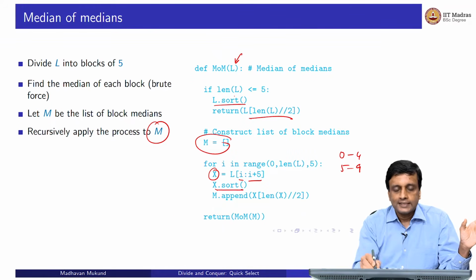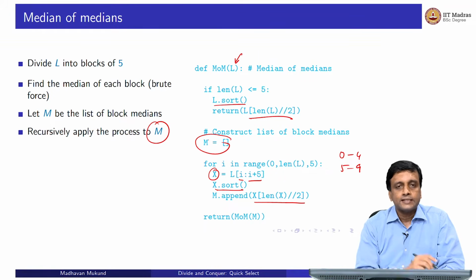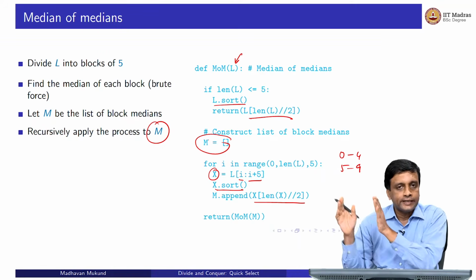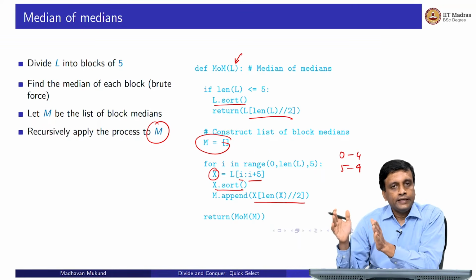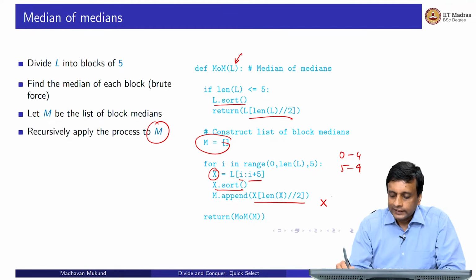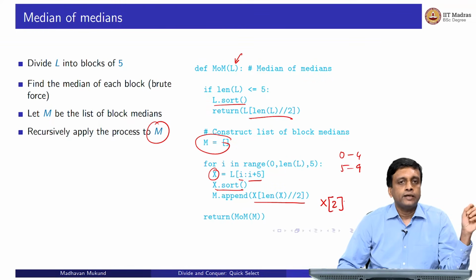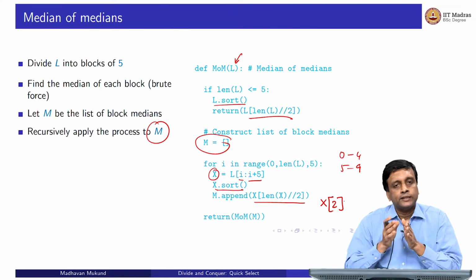I sort that list exactly as I did in the base case, and I take the median of that list and append it to this collection of medians that I am building. So I am just taking the first 5, finding the median, putting it in. Now one thing to note is that if I know there are 5 elements, then the median is always x2, because x0, x1, x2, x3, x4. So after I sort it, I know that the position at index 2 is the median.